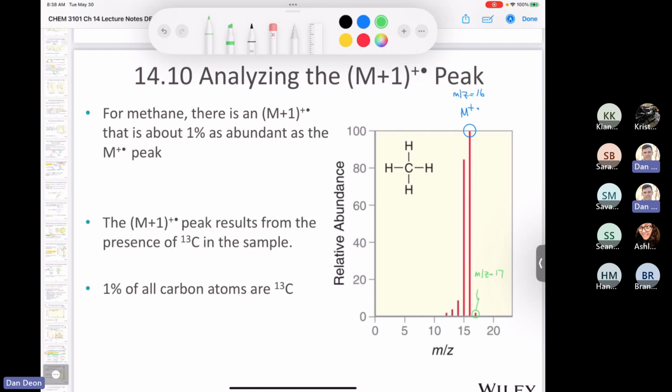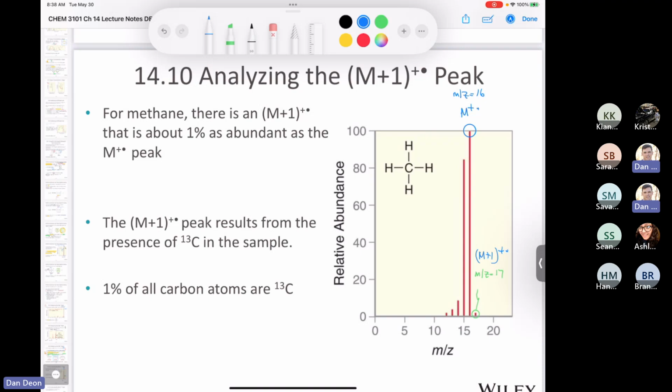Well, no. This peak, which we call an M+1 peak, is because it's the parent plus 1. So we say M+1, and then we put radical cation. Where does the +1 come from? It comes from the presence of carbon-13 in the sample. I don't know if you know what an isotope is. An isotope is two atoms that are the same, but they just have different numbers of neutrons.